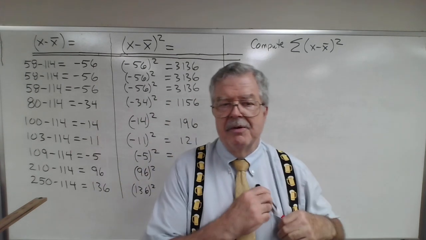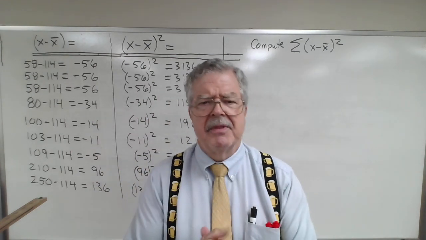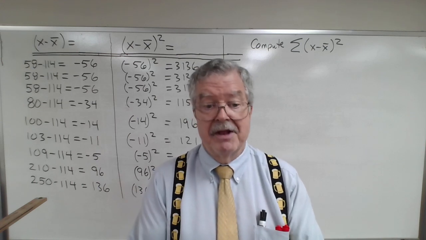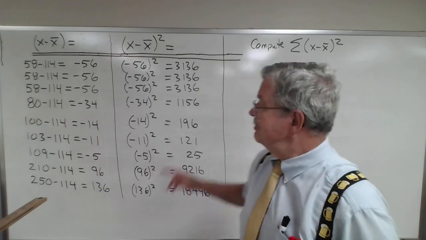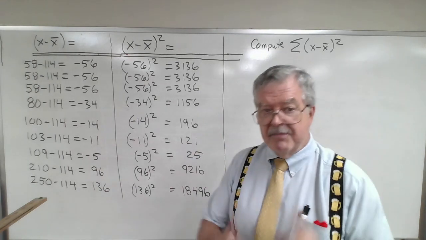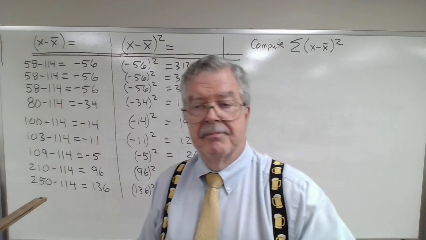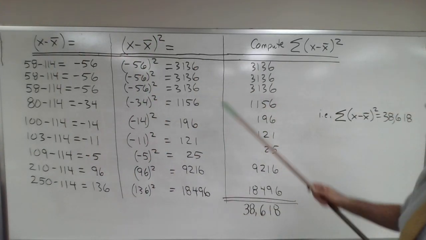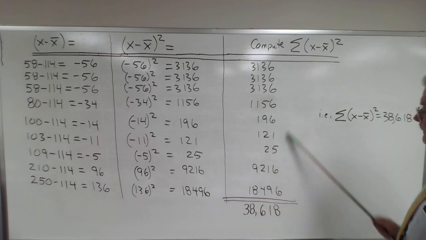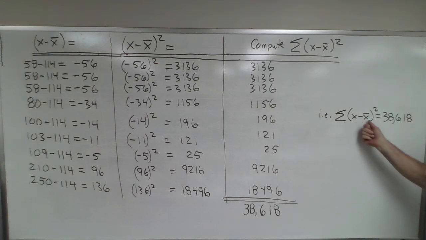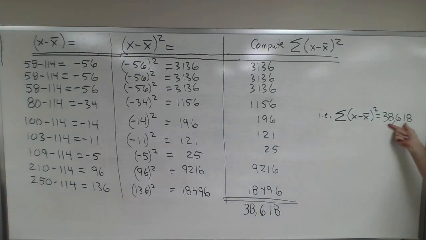So I'm going to compute those and see what they come up to. By the way, use your calculator too, just to make sure that you're getting exactly the same thing that I do. Don't just take my word for it that these are right. Use your own calculator and make sure you get the same thing. Okay, we added all of these things up. Here's what we got: 38,618, the sum of the squares of X minus X bar.